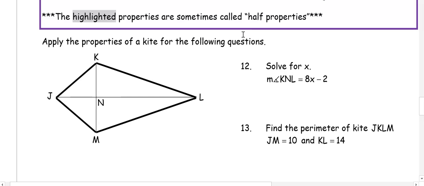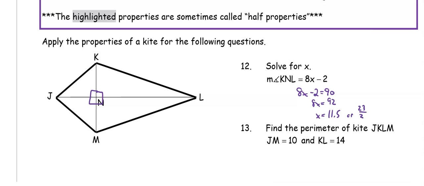So in number 12, we want to solve for x. The measure of KL is 8x minus 2. Well, we know that all of these angles at the center are 90. So we have 8x minus 2 is equal to 90. So we can add 2: 8x equals 92. So when we divide, x is 11.5, or we can say 23/2.